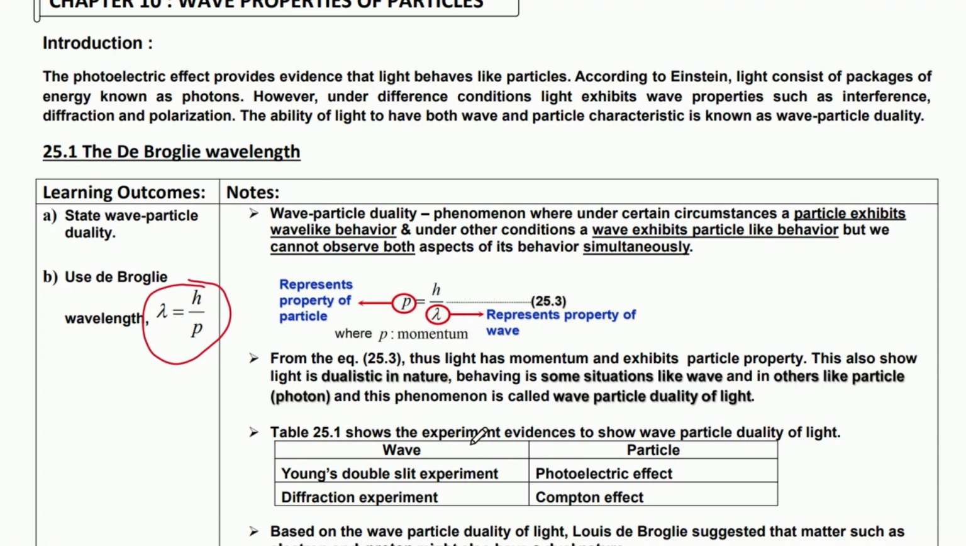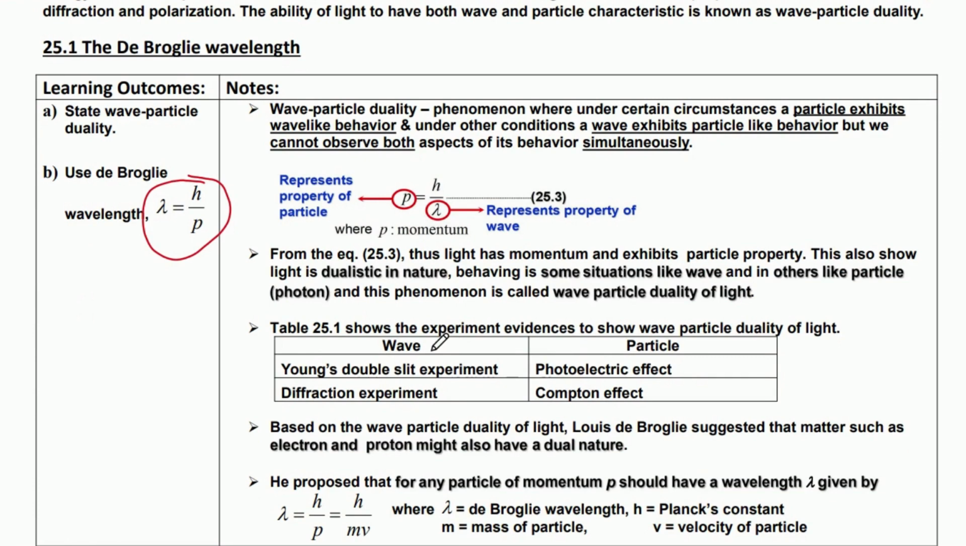Okay. So kalau kita nak tengok sifat wave tu, kita akan dapat tengok daripada eksperimen Young's double slit experiment. Okay. Dan juga diffraction experiment. Okay. Ni kita akan dapat lihat light tu bersifat seperti gelombang. Tapi kalau kita nak tengok light tu bersifat partikel, okay, kita tengok pada eksperimen photoelectric effect yang kita dah buat sebelum ni. Dan juga konsep Compton effect. Okay, so konsep ni menerangkan bahawa light tu mempunyai sifat partikel.